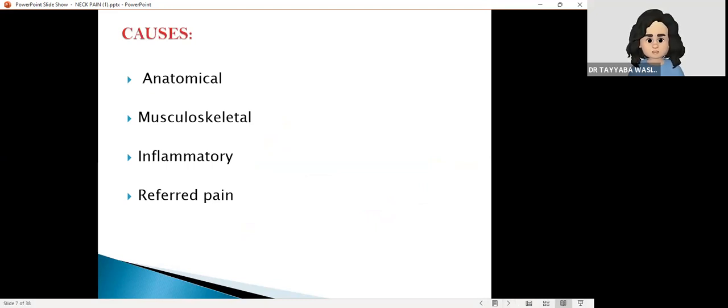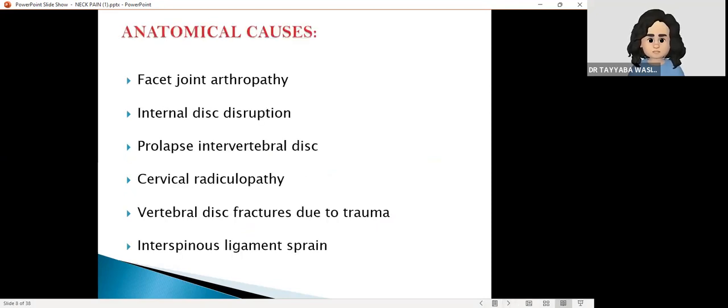Then coming to the various causes of neck pain. There are multiple causes, which can be categorized as anatomical, musculoskeletal, inflammatory, and referred pain causes. In the anatomical causes, there are facet joint arthropathy, internal disc disruption, prolapsed intervertebral disc, cervical radiculopathy, vertebral fractures because of trauma, and interspinous ligament sprain.